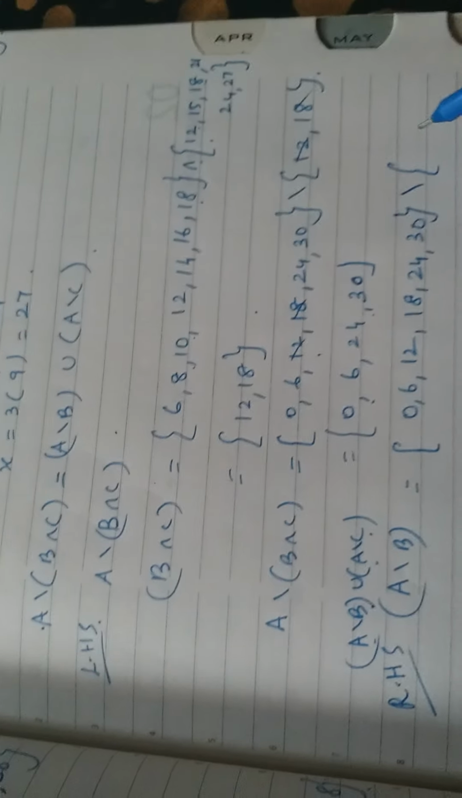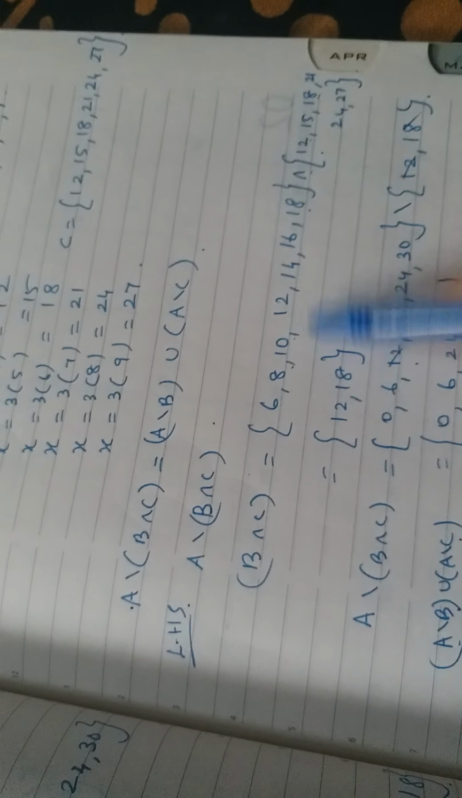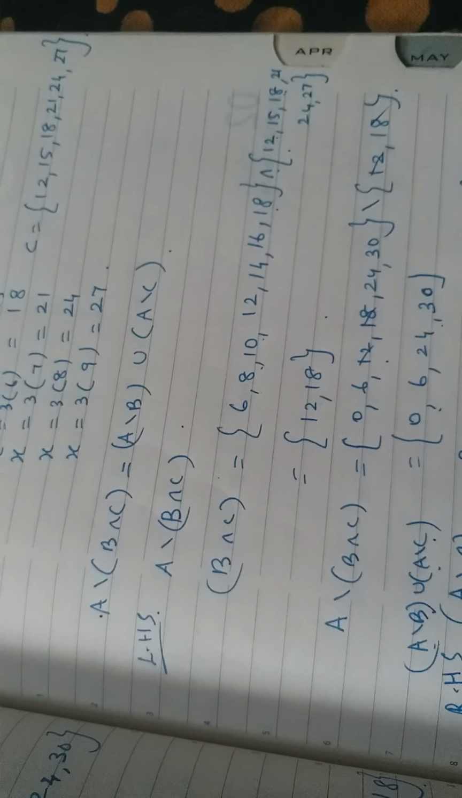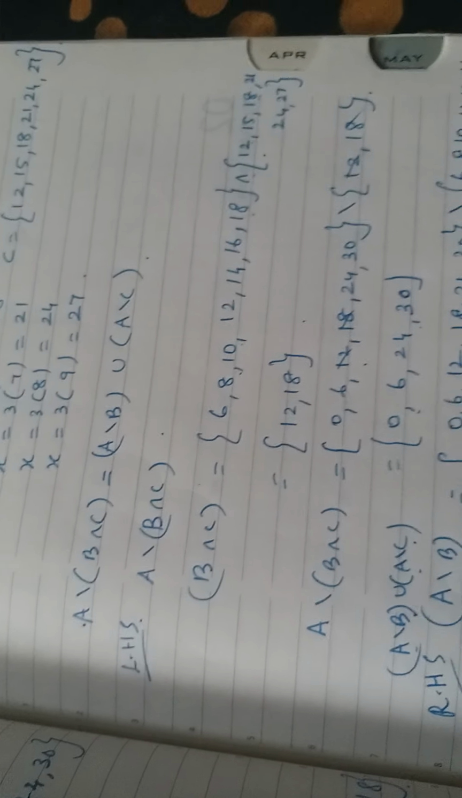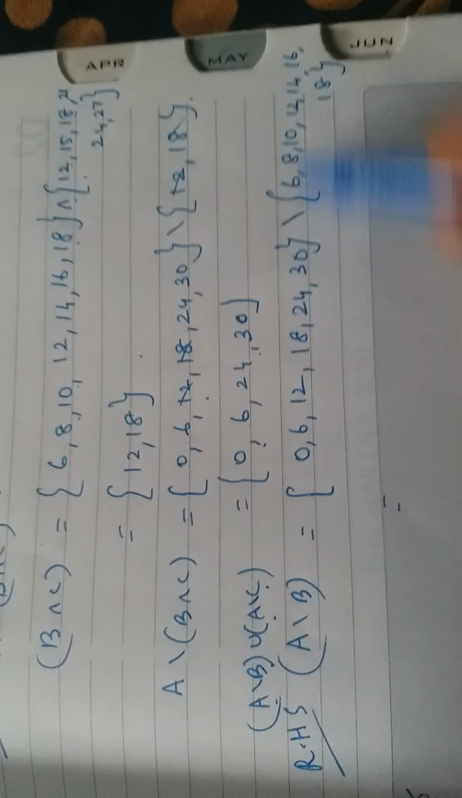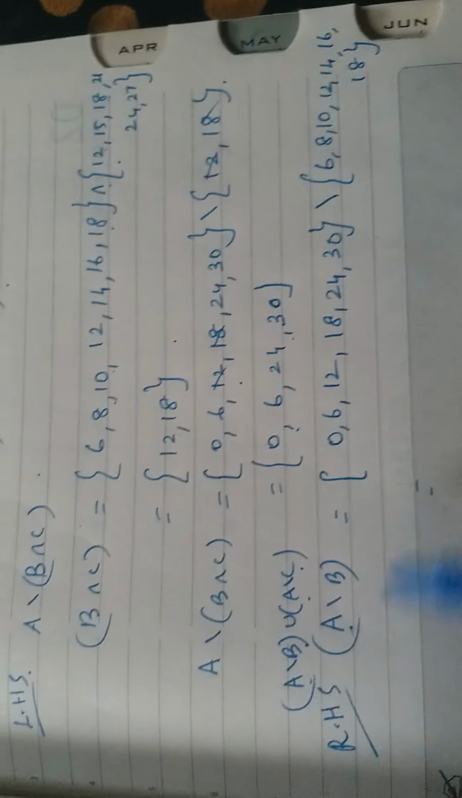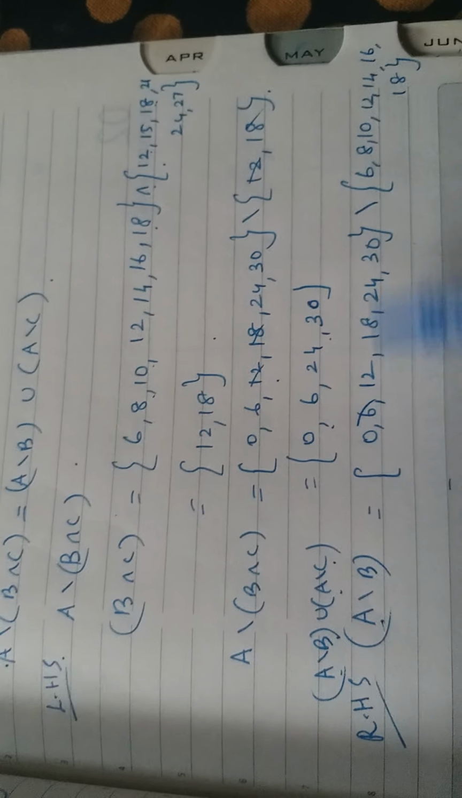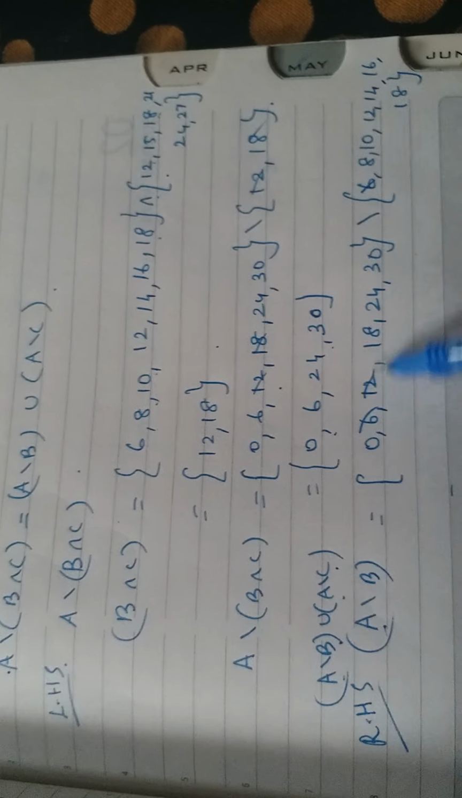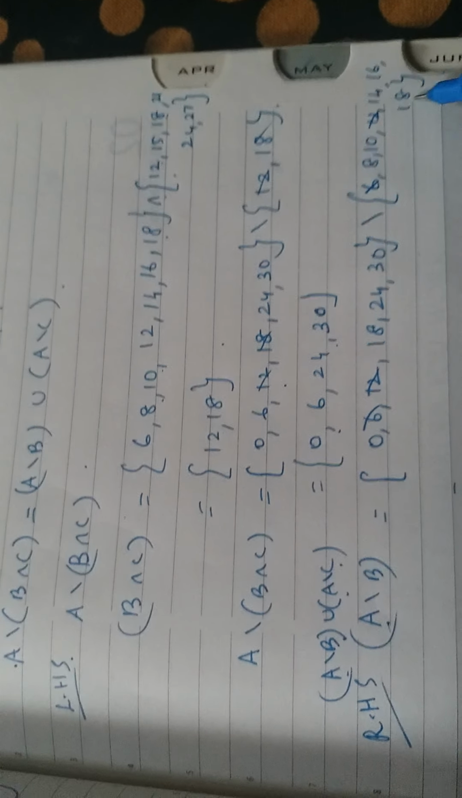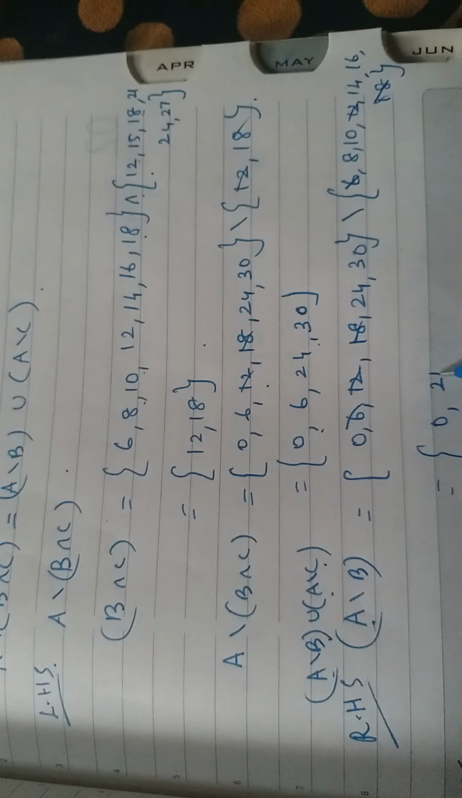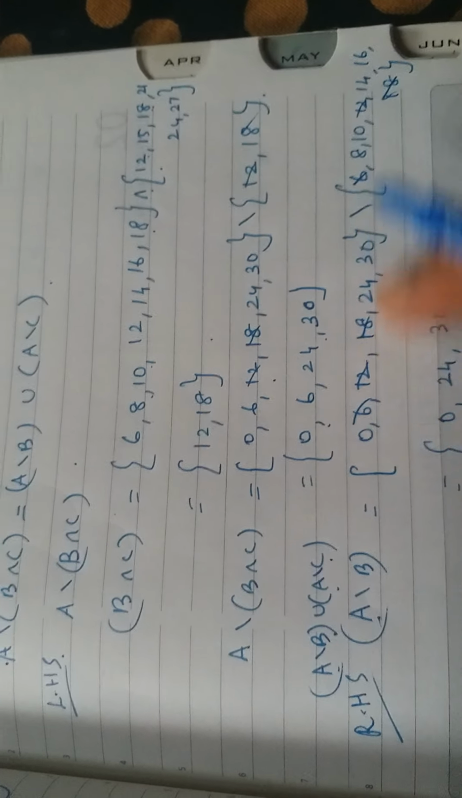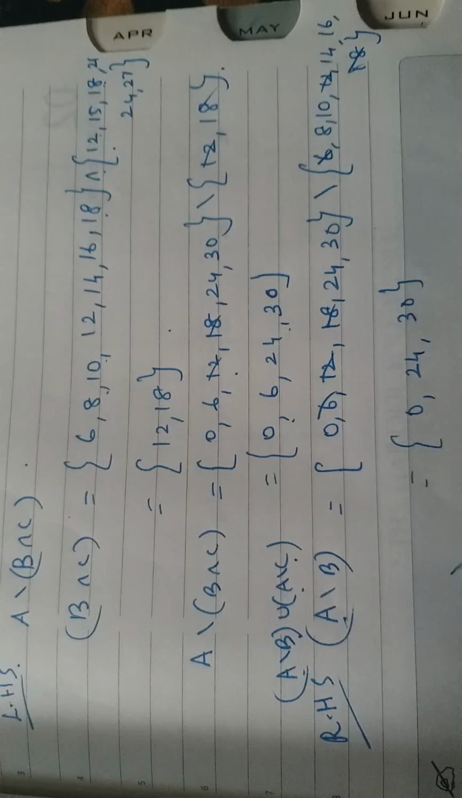Minus B value. B value is 6, 8, 10, 12, 14, 16 and 18. Minus means common values have to be cancelled, and write the values of the first one, A. So 6 is getting cancelled, 12 is getting cancelled, 18 is cancelled. So what is left out? 0, 24 and 30. Left out values of A alone you have to write: 0, 24 and 30.